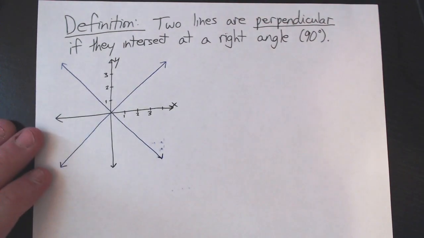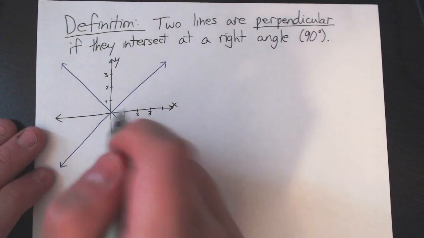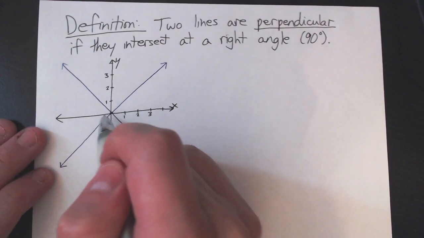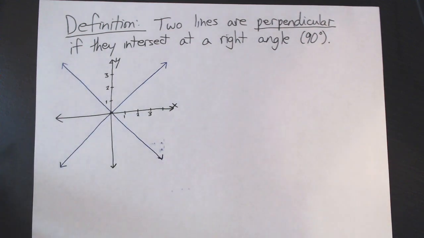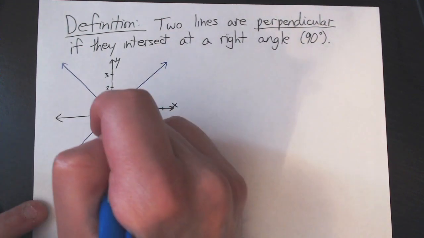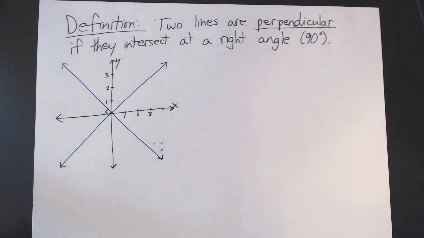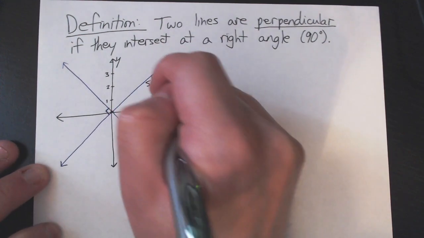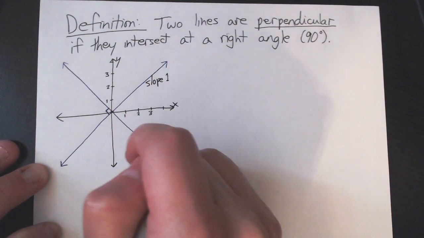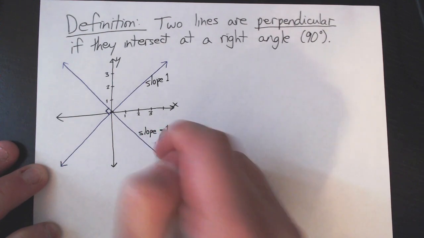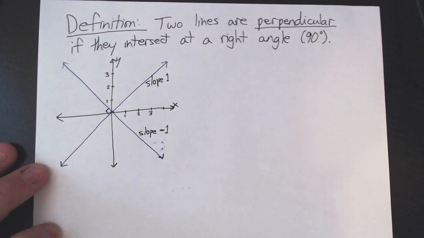Well, first of all, I'm saying that these two, they intersect. They definitely intersect right here at the origin. And they're intersecting at a 90-degree angle. Sometimes for a 90-degree angle, we put like a little box there. Put it like here maybe to indicate 90 degrees. This first one has a slope of 1, and the one down here has a slope of -1. So that's an example of two lines that are perpendicular.